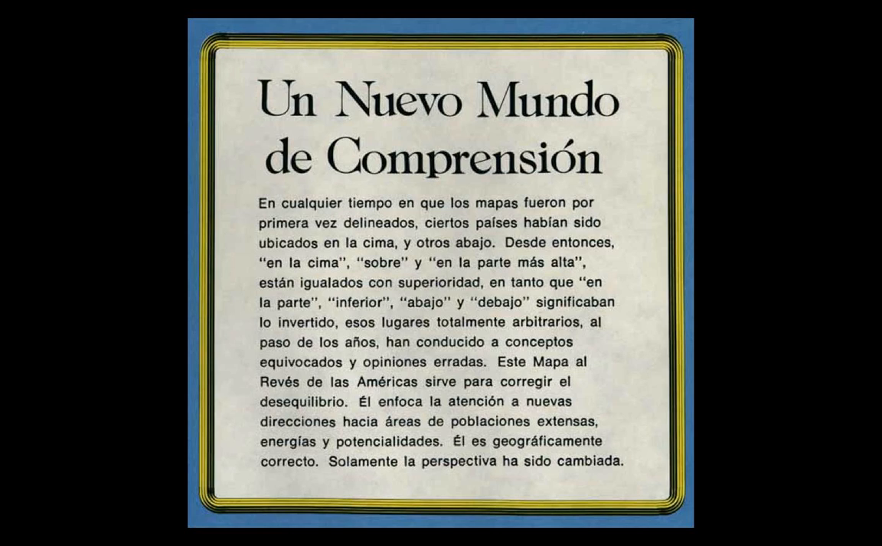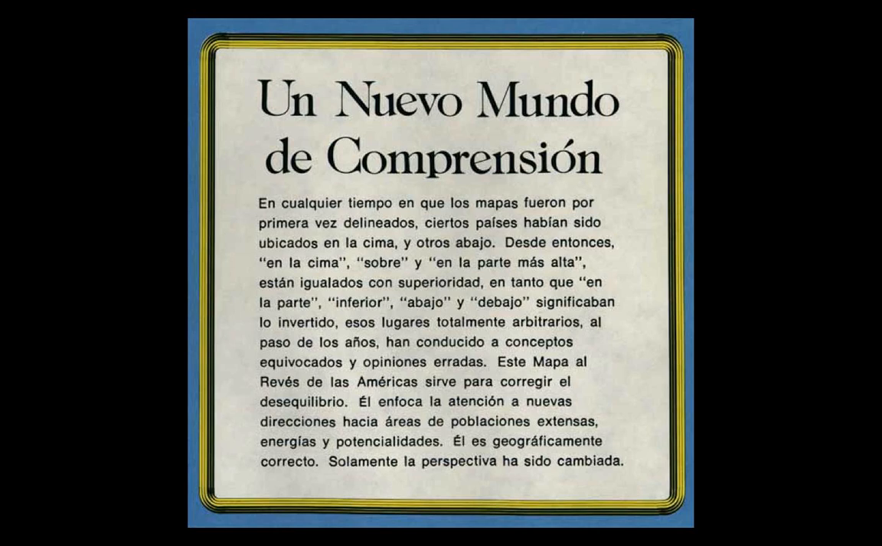This Spanish statement says, and I will translate, a new concept of a new world. At any time when the maps were first drawn, some countries were placed on top and others at the bottom. Since then, on top, above, at the uppermost part are symbols signaling superiority, while in the inferior part, down there, lower, under, signify the opposite.